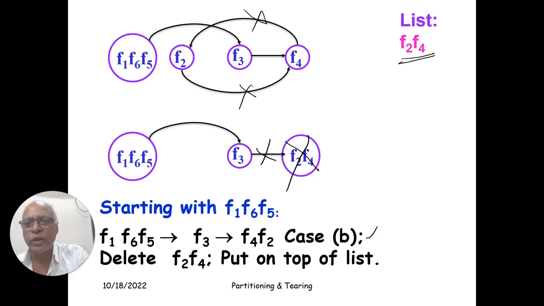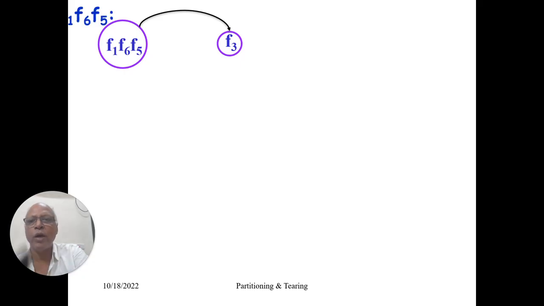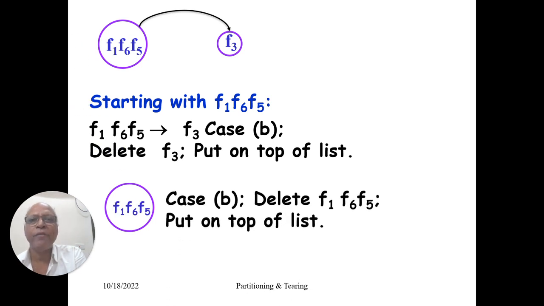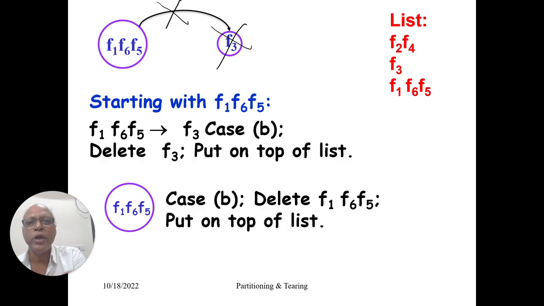Again, when I start with F1, F6, F5, I end up with F3. Let me redraw this for convenience. So I am left with this. Starting with F1, F6, F5, I end up with F3. So it doesn't have any output edge. So what I need to do? I need to delete this as well as this edge. So I am left with only this and the deleted node is written here.